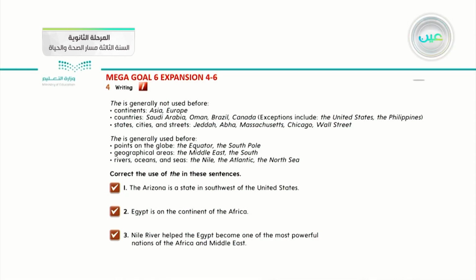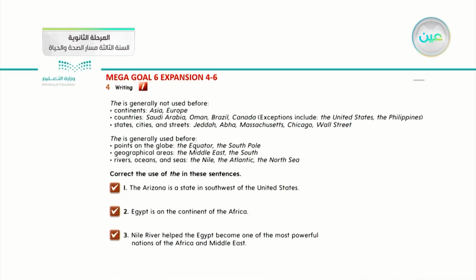That is where "the" is generally not used. Now that we finished that one, how we omit it in our essay writing. Let's go to the second point: in general, when can I use the article "the"? There are points on the globe, for example when we talk about the equator, the South Pole, and directions. For these global points, we can use the article "the" with it. Geographical areas such as the Middle East, the South, and so on.